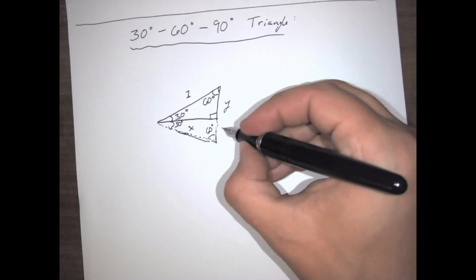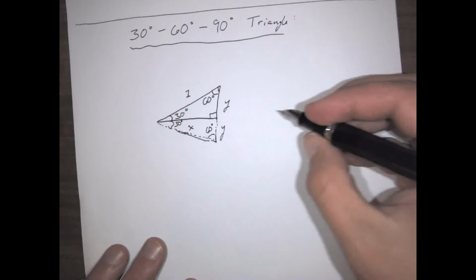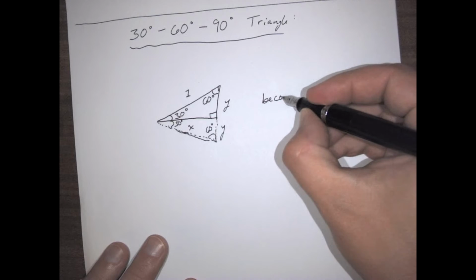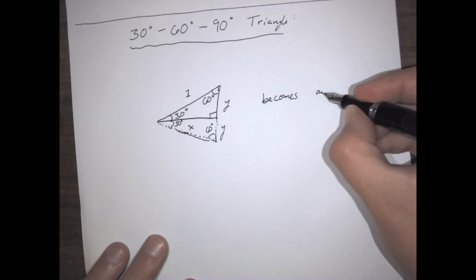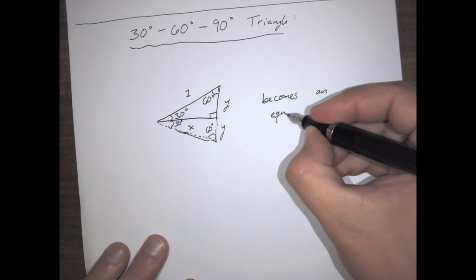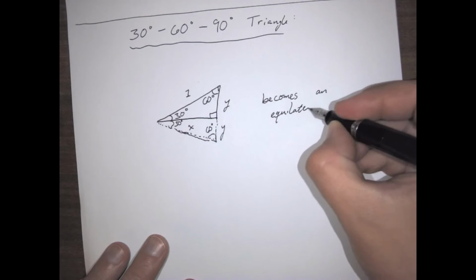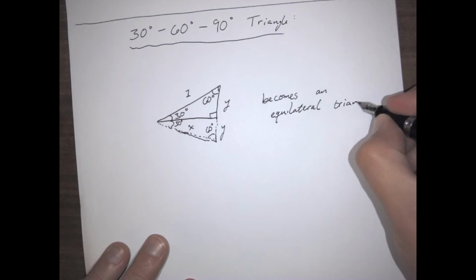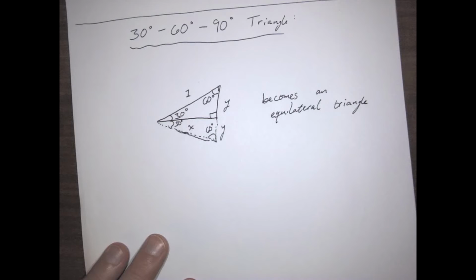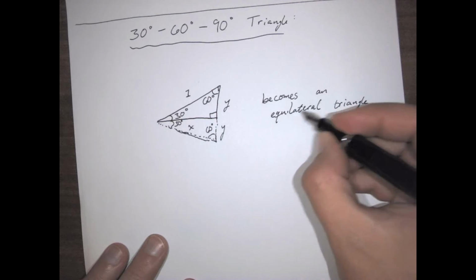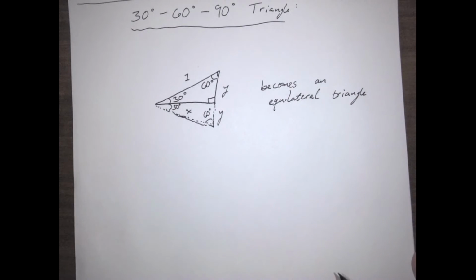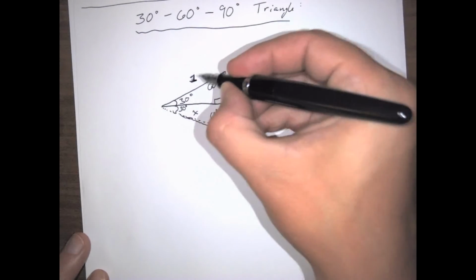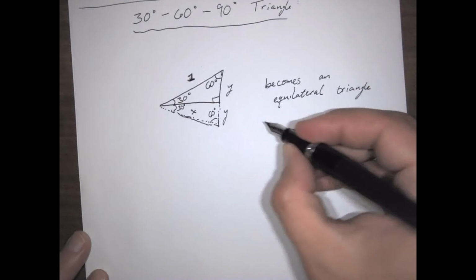and what we would actually be looking at then would be an equilateral triangle. So this becomes an equilateral triangle. And equilateral means equal sides. So what does that mean? Okay, well if those are equal sides, that means that y is actually the same as that side, or y plus y.